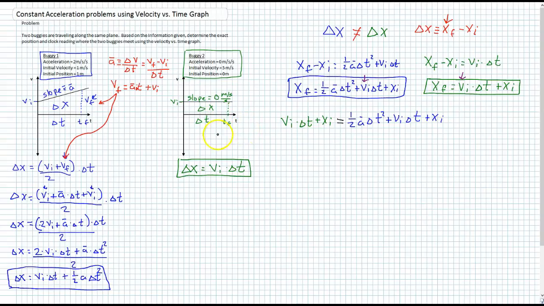Alright, at this point I'm going to start substituting what I know. For example, the initial velocity is 5 meters per second times delta t plus 0 meters equals 1/2 times 2 meters per second for every second times delta t squared plus 1 meter per second times delta t plus 1 meter. Now this looks like a hot mess, but notice that we have like terms that we can group.